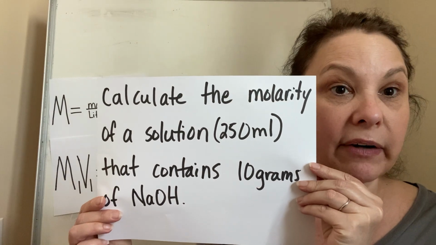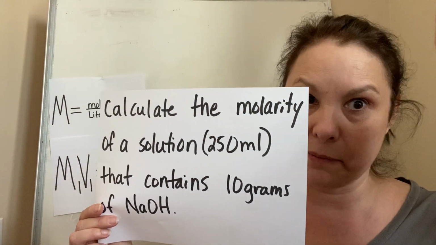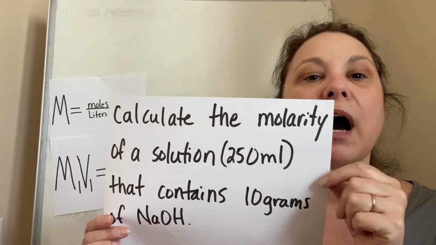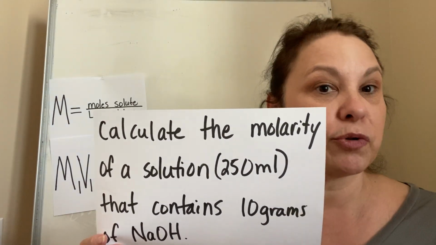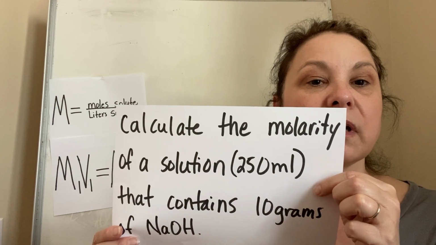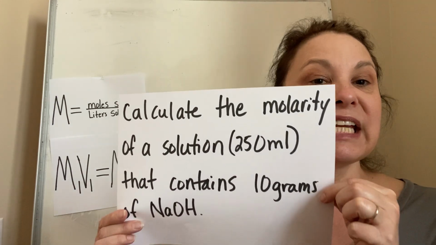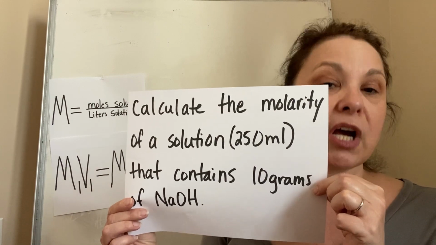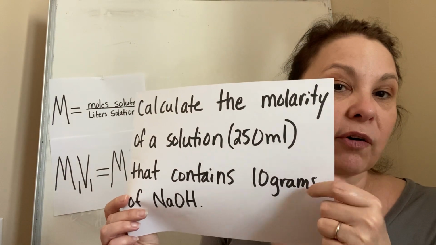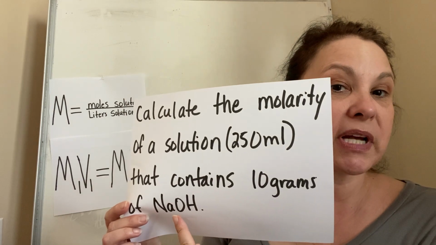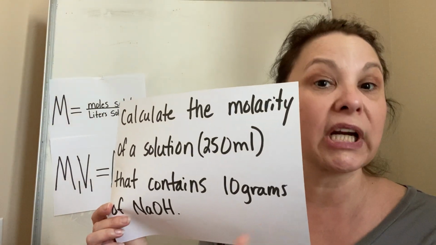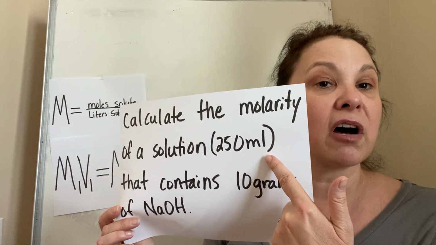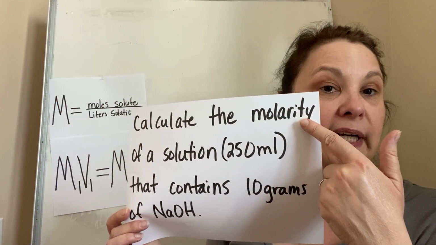Calculate the molarity. I'm solving for a capital M. I know that because molarity is a capital M. Of a solution, 250 milliliters of that solution, that contains 10 grams of NaOH. So I know I have 10 grams of the NaOH, which is my solute, because that's what I'm putting into the solution. And I have 250 milliliters of that solution, and we want to know the molarity.